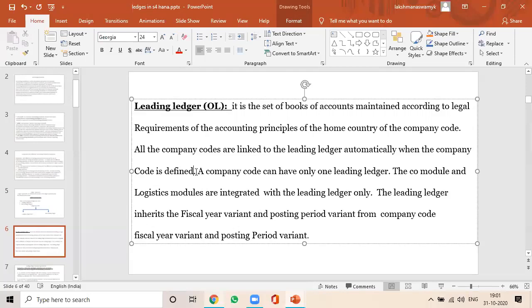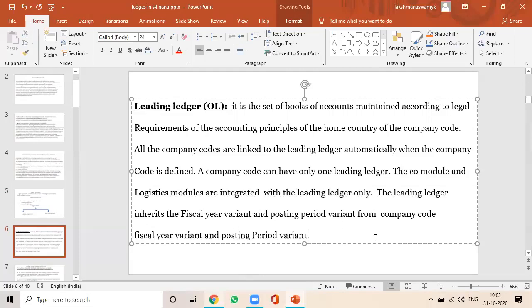And one leading ledger is assigned by the system to all the company codes. So this leading ledger is defined at client level. It's a client level setting. You don't define it, right? 0L was already defined in the system. So when you create a company code, the system assigns this leading ledger to every company code. And the CO module and logistics modules are integrated with the leading ledger only.